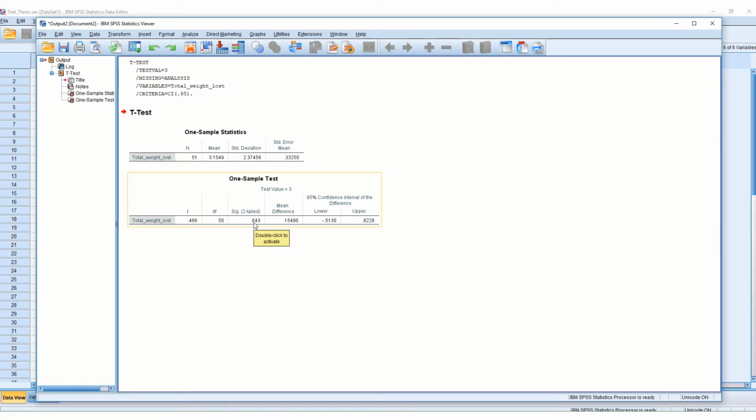So that tells us that there is no significant difference between our mean, which is both of the diets together, and our test value of 3. And since the mean is 3.1 kilograms on average that's lost through both diets, and our test value is 3, that's not surprising at all. So very briefly, that's how you can perform a one-sample t-test.